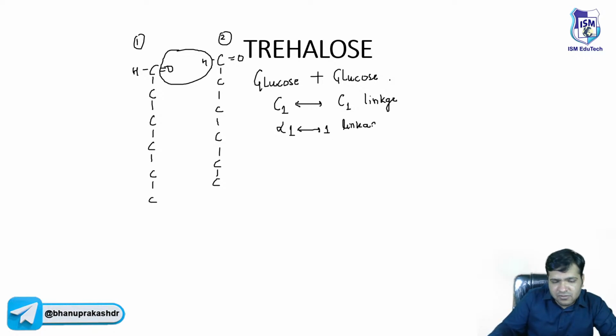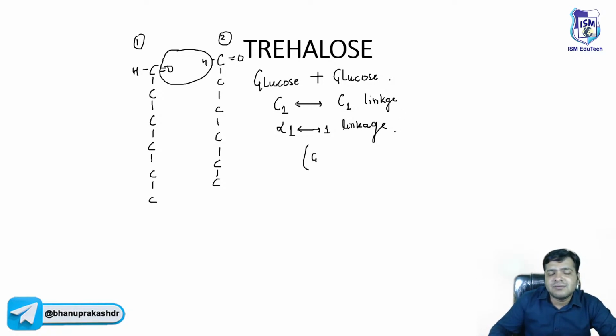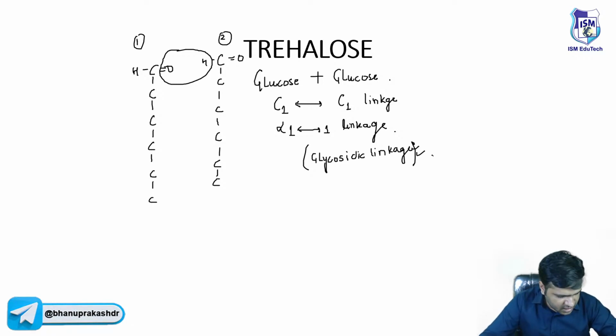Yes, it is non-reducing. Very good, Ria. Shraddha, Harsh, Jainam, Riya, Kriti, Raj, very good, beta. It is a non-reducing disaccharide. Remember, it is alpha 1 to 1 and it is the glycosidic linkage. That is something that we have to remember. So we are over with the disaccharides.